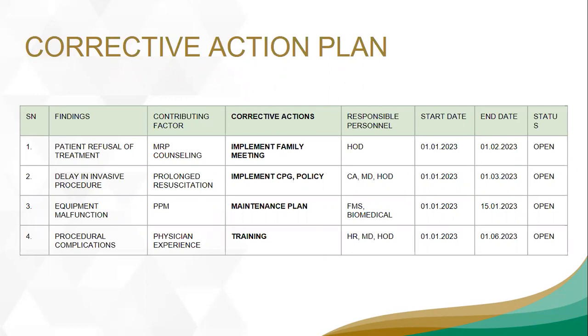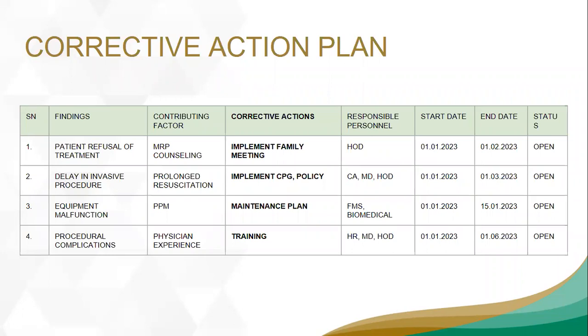So finally, we will prepare a corrective action plan. A corrective action plan consists of very important things: the findings or contributing factors, the corrective actions that we have prepared, who will be responsible for them, what the timeline will be, and what the status will be after a specific period of time. I will give you one example here.